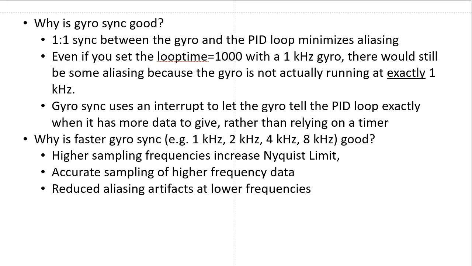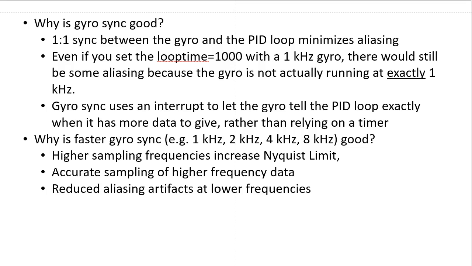So one of the things Boris did earlier, a while back, is implement gyro sync, which means that instead of the loop running on a timer, the loop runs based on an interrupt. And what that means is that the loop sits there and waits. And when the gyro has data for the loop, the gyro says, hey, come get this data. And the loop goes and gets it and works on it.